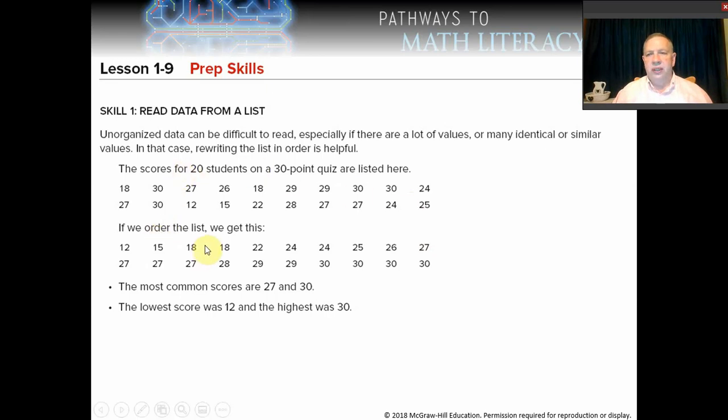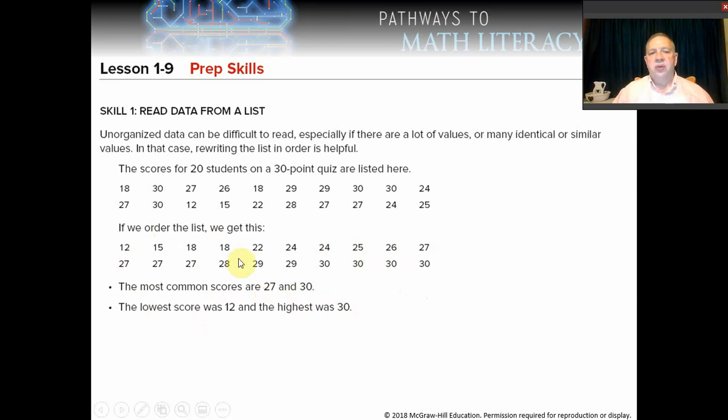If you order the list, so you put them in order from the minimum to the max score, then you can scan along and see how all the data lies. I've got a bunch of perfect scores. There was a 12, my lowest. Looks like we had a lot of 27s. So this is kind of the middle of the data. Most common scores are 27 and 30, and the lowest score was 12, highest was 30.